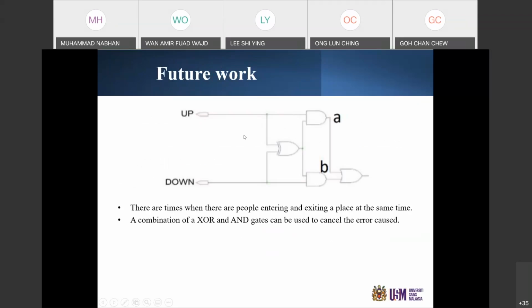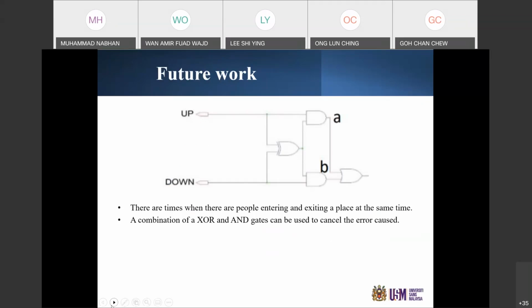Next, future work. There are times when people enter and exit at the same time. So the combination of the XOR gate and the AND gate can cancel the error, because in the XOR gate, when the two inputs are high at the same time, the output will be low.